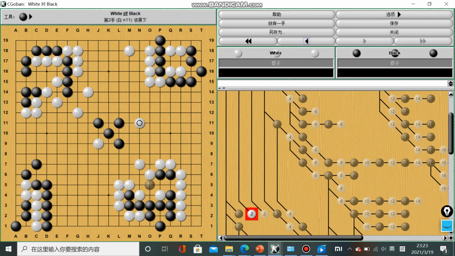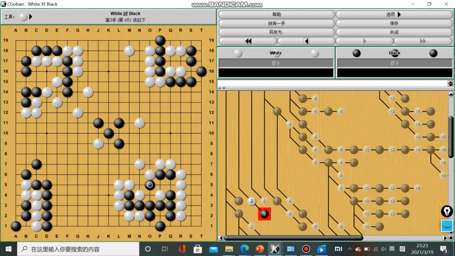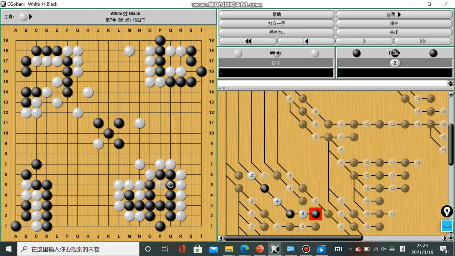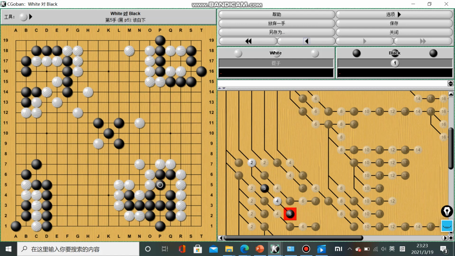To clarify, just now I made a small mistake for the answer to question 3. The correct answer should be 05 here. So this will ensure the complete possibility of a real eye. But if you play at 04, white will play at 05, and then we will leave two false eyes, which are not going to make us alive. So the correct answer is 05.